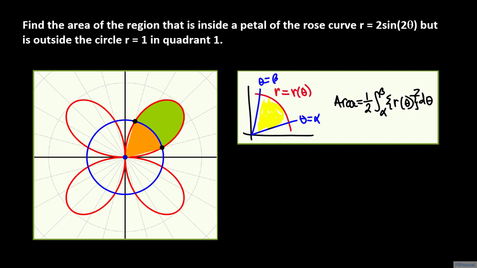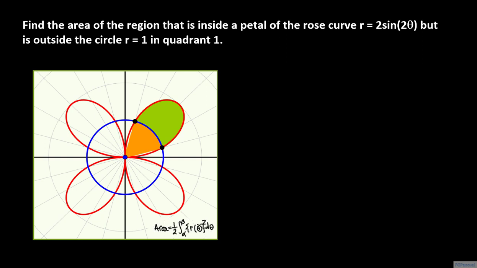First, we need to find the theta values at the points of intersection between the two curves in quadrant 1. We set the r value of one curve equal to the r value of the other curve. And so we have 2 sine 2 theta equals 1, or sine 2 theta equals 1/2.